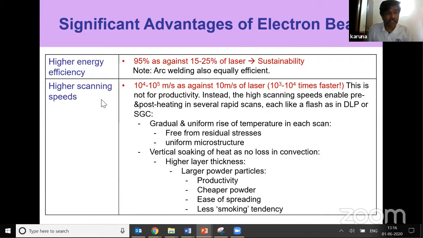But more than the energy efficiency, I consider the second as more important, because that is listed as higher scanning speeds. See, you have a component, the component is sliced, so your beam has to address the complete area of the slice. So the beam has to address in several scan lines. The beam is very sharp, hardly 0.3 millimeter in diameter, and your component may be 200 mm or 500 mm in size. So if you have to address the entire area, you have to scan the whole area very fast. In the case of laser, the maximum scanning speed is 10 meter per second, and people use hardly 2 meter per second in the case of metallic 3D printing. Whereas in electron beam additive manufacturing, you're able to have anywhere from 10,000 to 1 lakh meter per second.